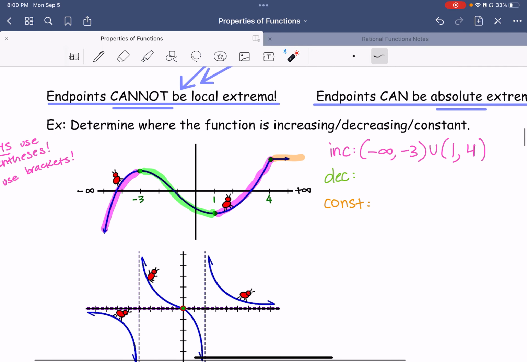Okay, so then notice that when we write decreasing, we're decreasing from -3 to +1. So within these x values, we are decreasing, going down. And then where are we constant? You can see from +4 to infinity, we're going to be constant. Okay, so that's the first example.